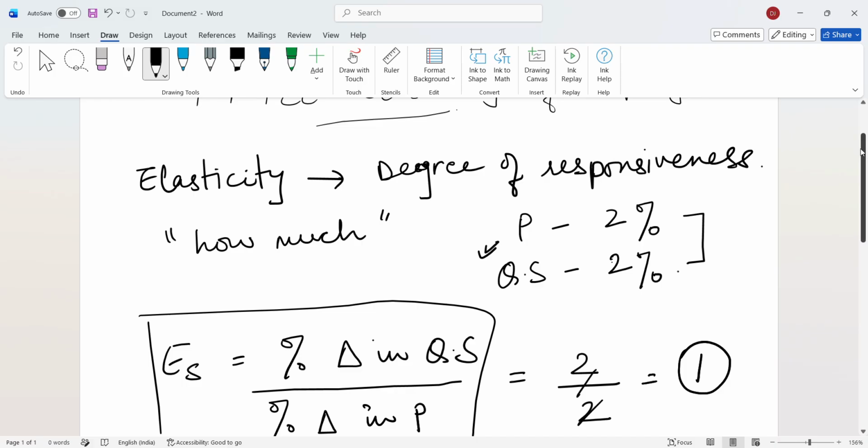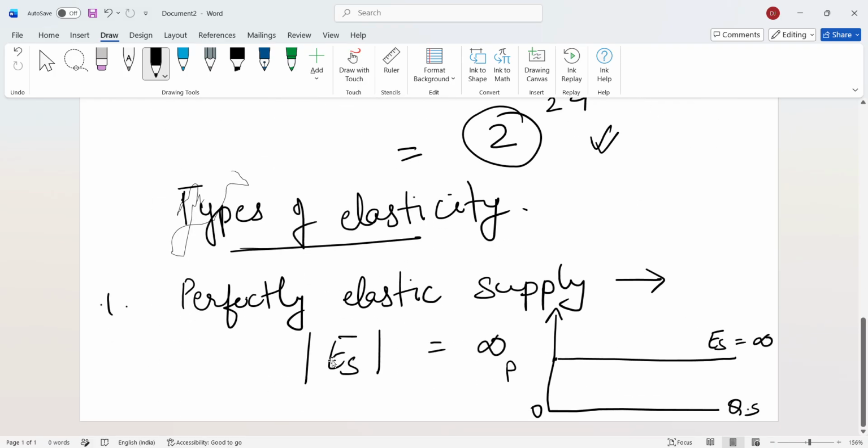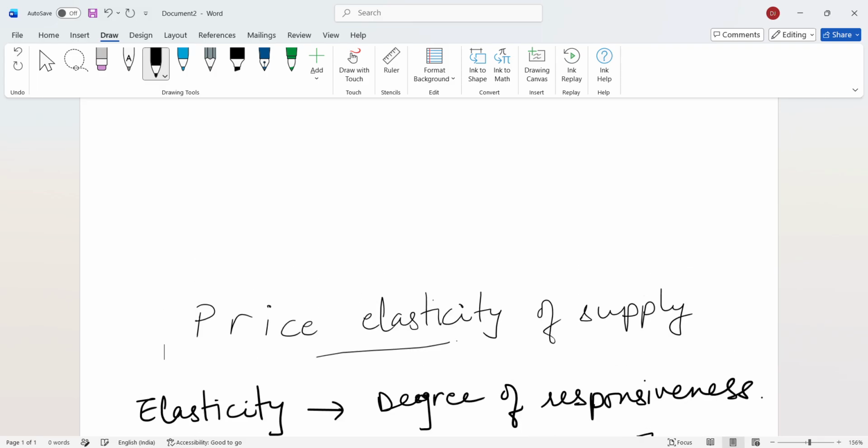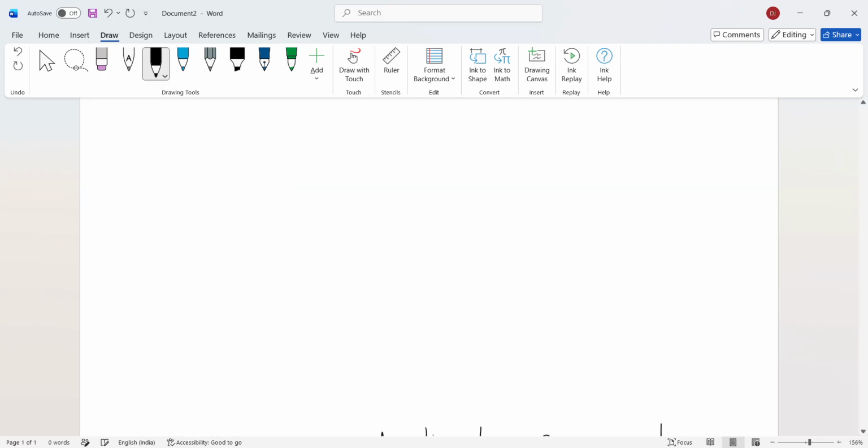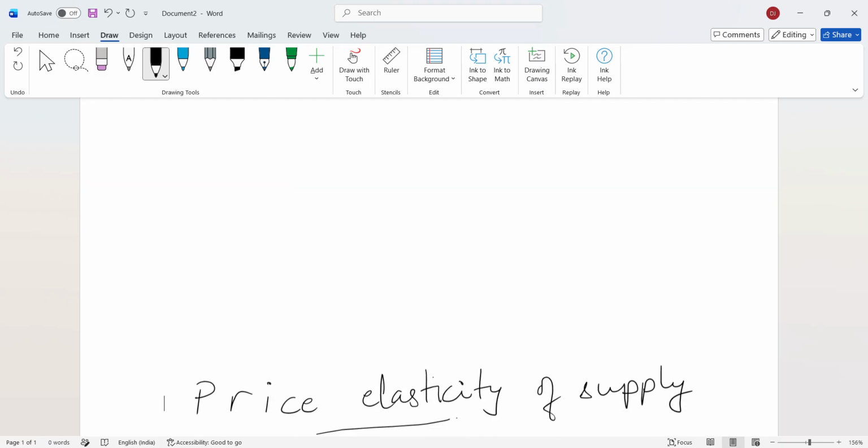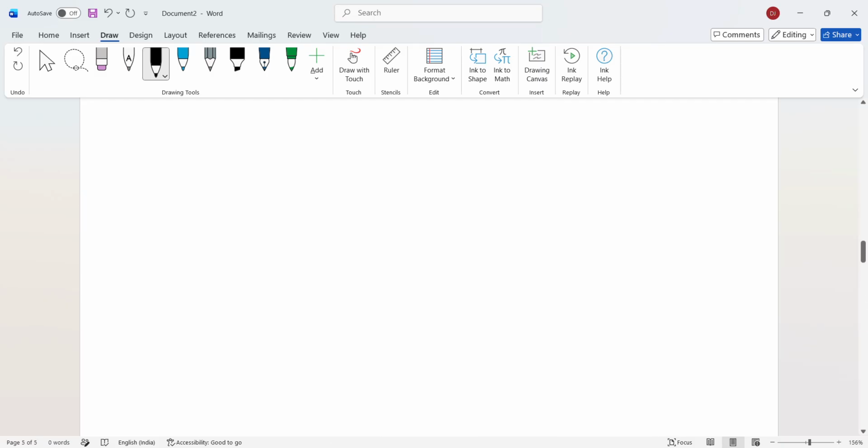All right. All these five types I have also covered in the price elasticity of demand video, and it's very much similar to that. It's just that instead of demand, we have supply here. That's the only difference. So if you go back and see my price elasticity of demand video, you will understand it better. I highly recommend you watch that video first and then come back to this video.